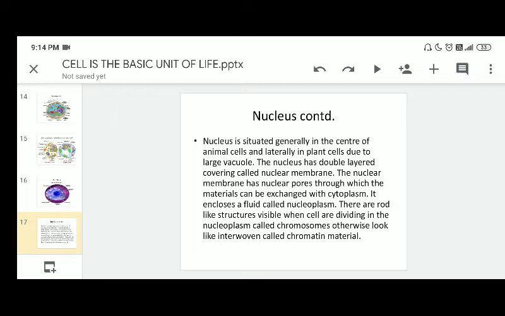There are rod-like structures visible when cells are dividing in the nucleoplasm called chromosomes. Otherwise they look like interwoven threads called chromatin material. These chromatin materials at the time of cell division become distinctly visible. Then we call these separate rod-like structures chromosomes. Otherwise they are just interwoven.